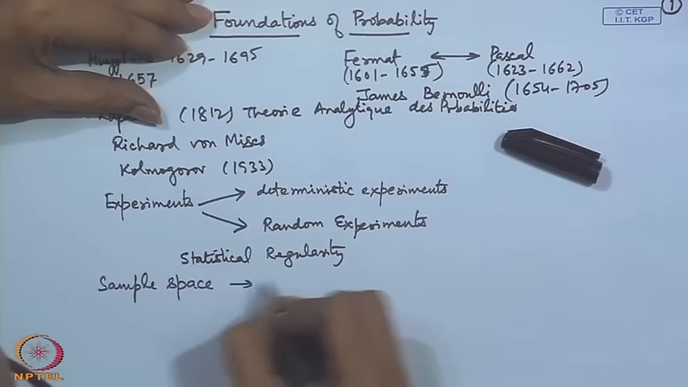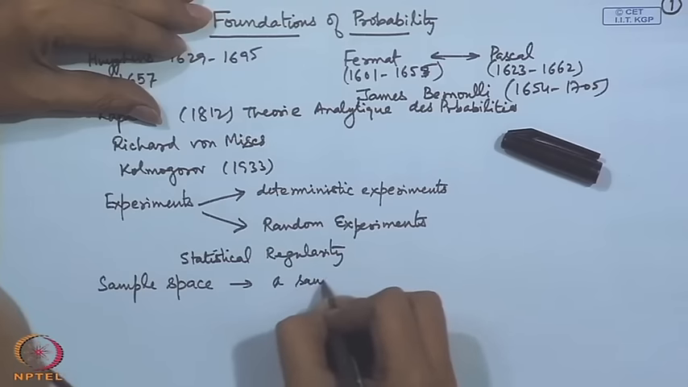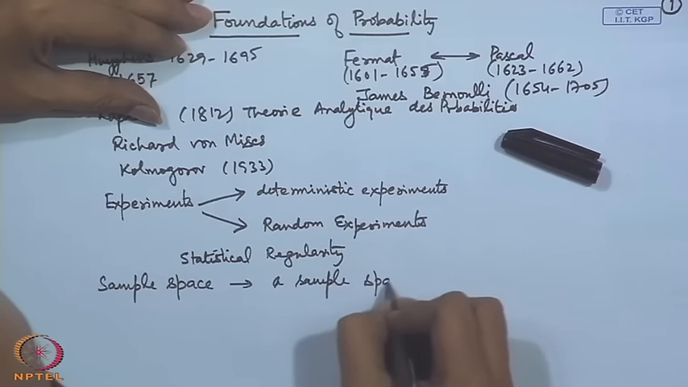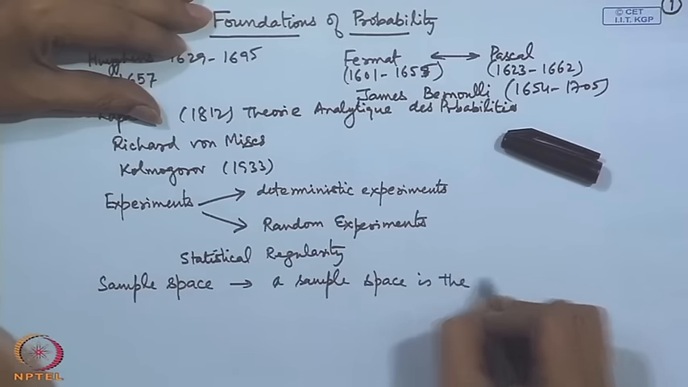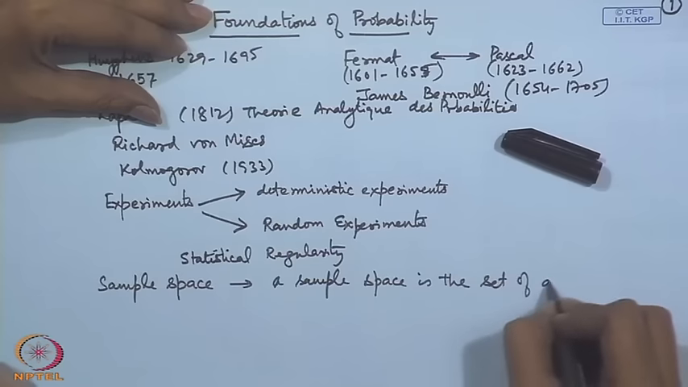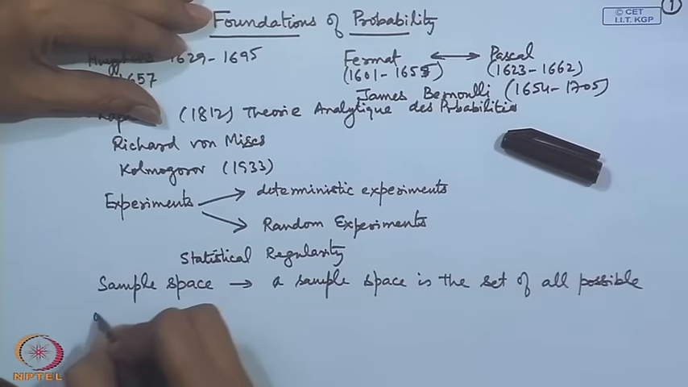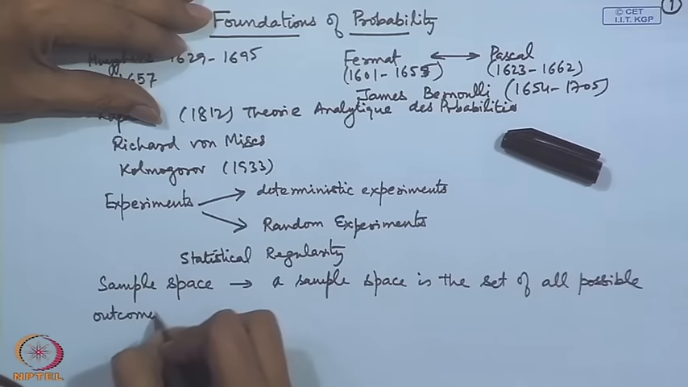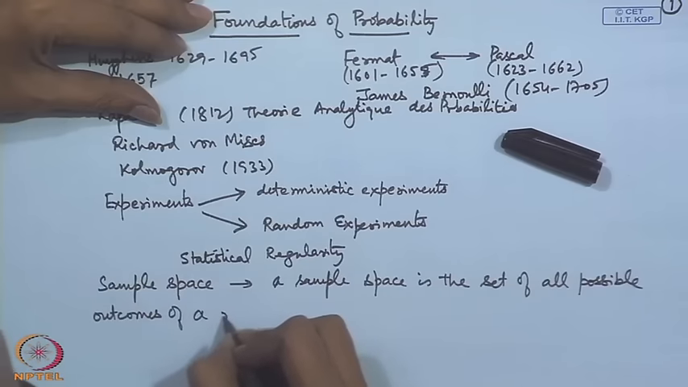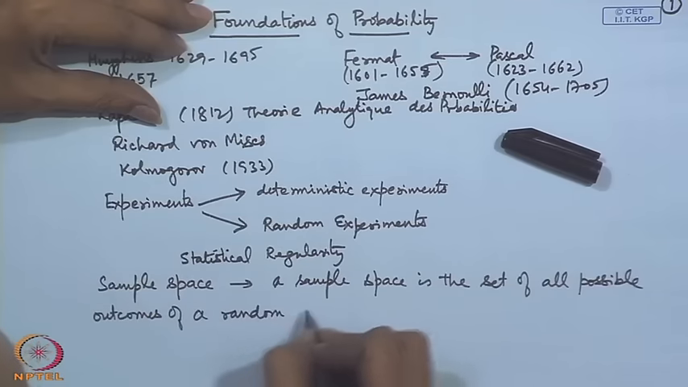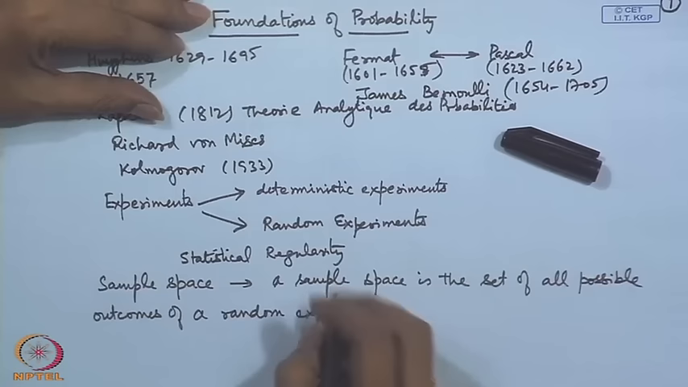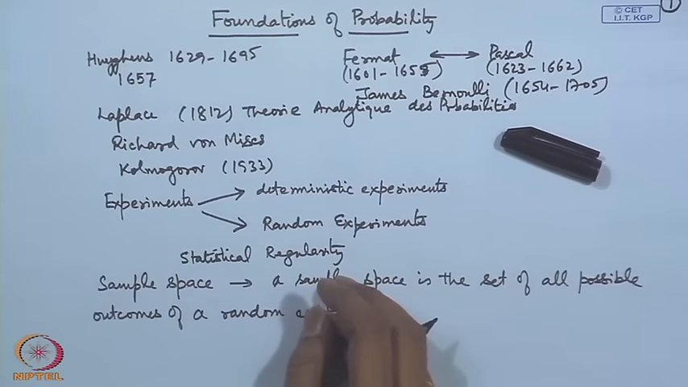A sample space is the set of all possible outcomes of a random experiment. Let me look at a few examples here.